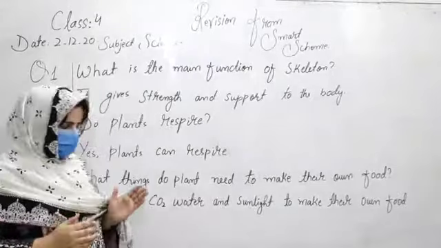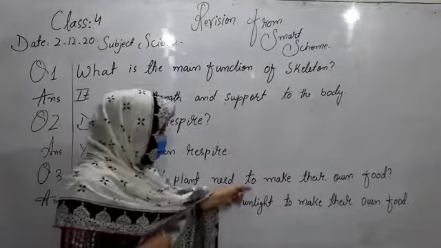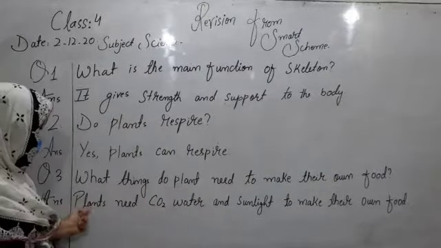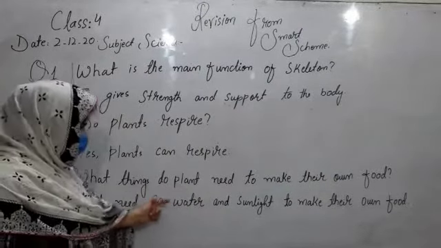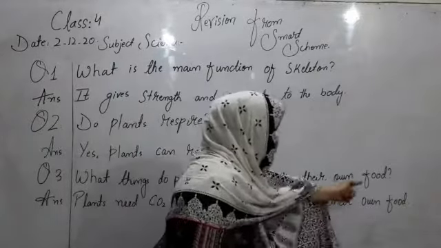Dear students, our third question is, what things do plants need to make their own food? The answer is, plants need CO2, water and sunlight to make their own food.